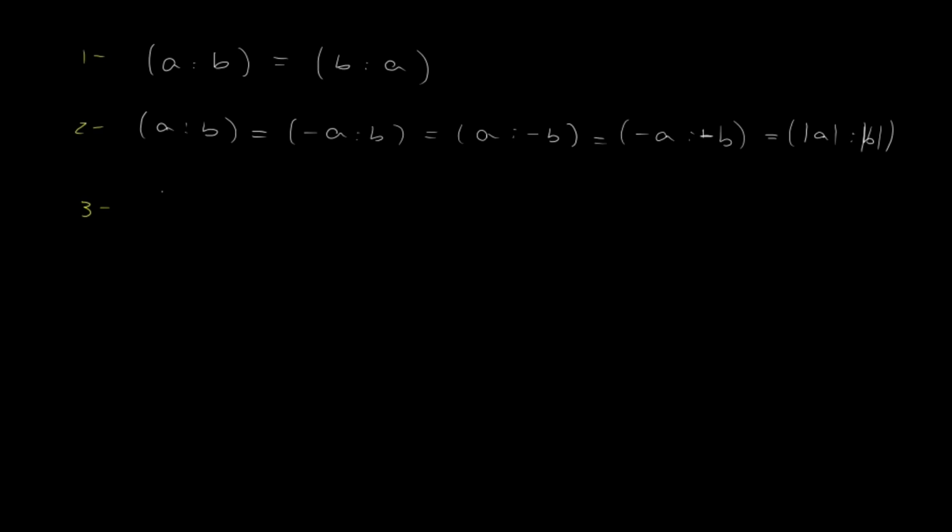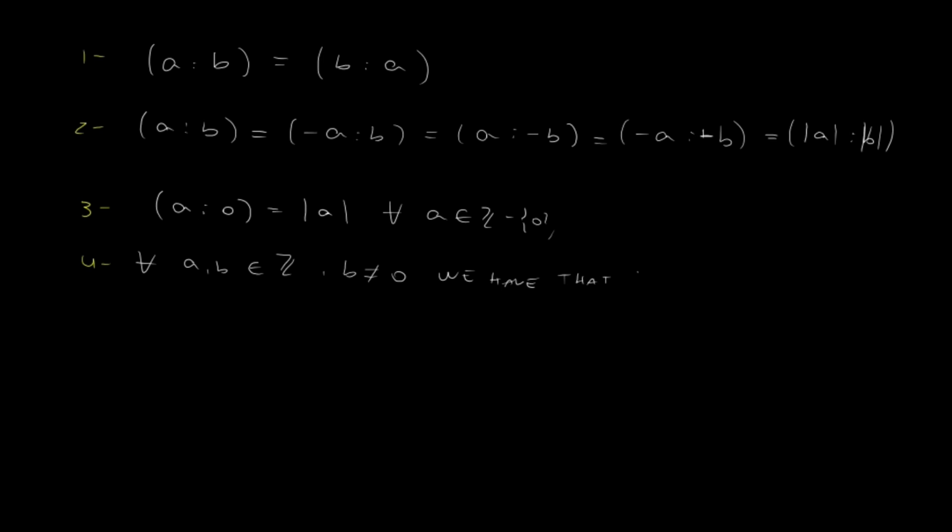The third property: the greatest common divisor between a and 0 is the absolute value of a, for every a that's an integer except 0. The fourth property is that for every a and b integers, b not 0, we have that b divides a implies that the greatest common divisor between a and b is equal to b.